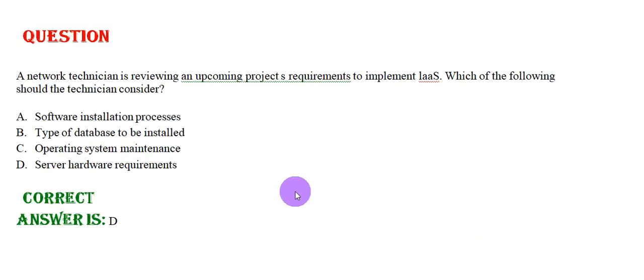A network technician is reviewing an upcoming project's requirements to implement IaaS. Which of the following should the technician consider? Option A, software installation processes. Option B, type of database to be installed. Option C, operating system maintenance. And option D, server hardware requirements. The correct answer is option D.